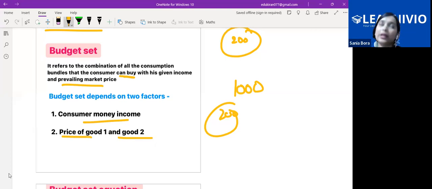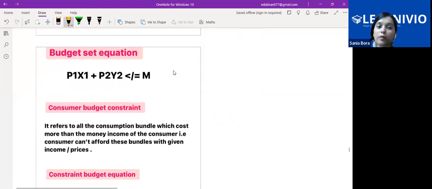Whenever you go for anything or purchase something, the very first thing you ask is how much is the cost, right? Then you check your income or your bank balance, whether you can afford it or not, right? That is called the budget set. Now there is an equation for the budget set.